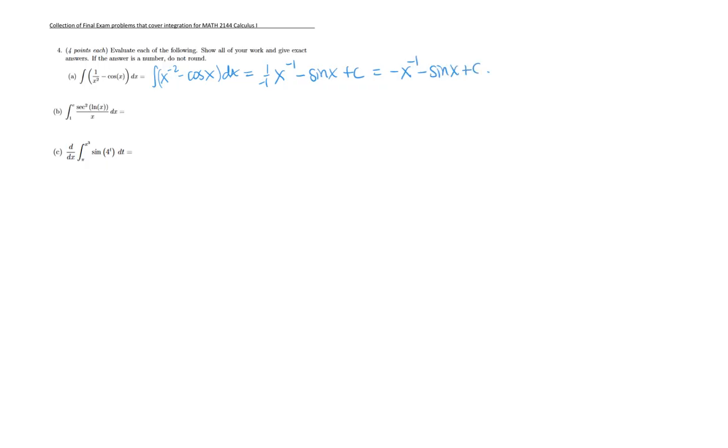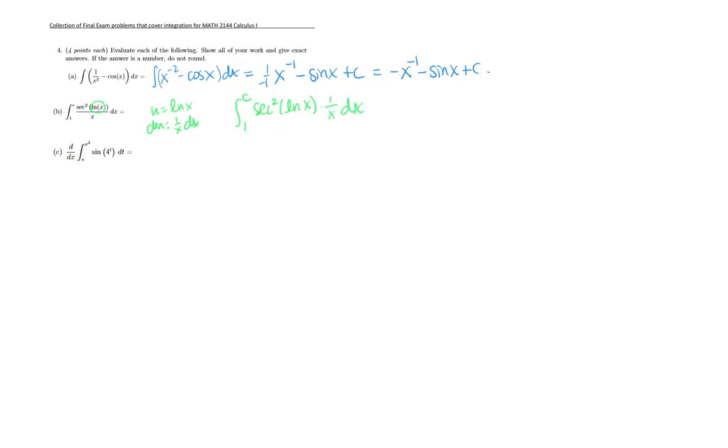For the next one, I am asked to do a u substitution. I'm going to let u be natural log x. Then du is 1 over x dx. So if I want to rewrite this, I'll have the integral from 1 to c of secant squared of natural log x times 1 over x dx.